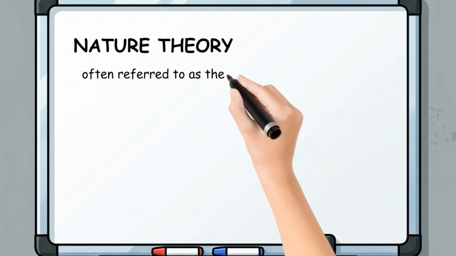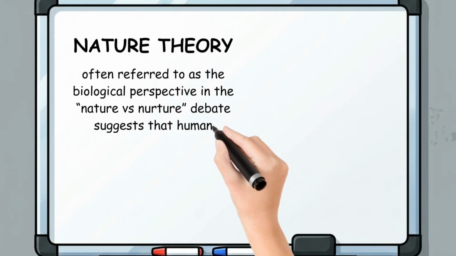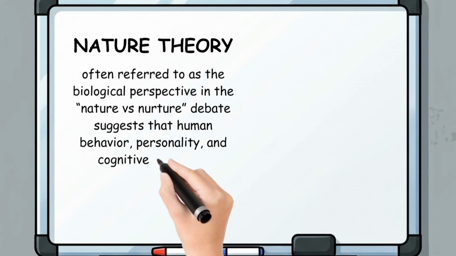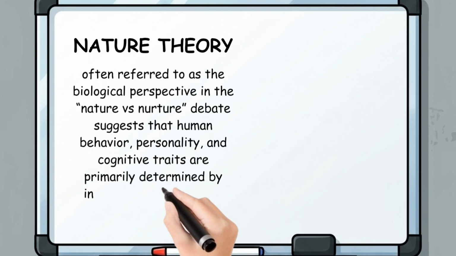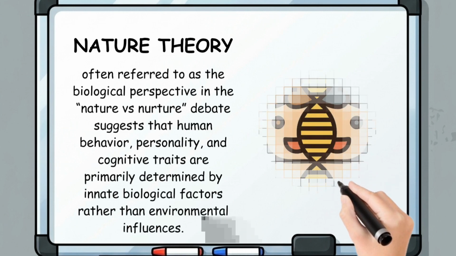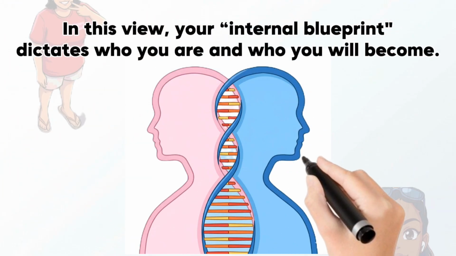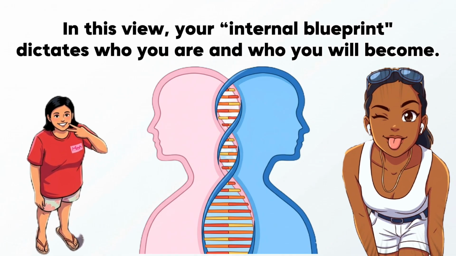Nature theory, often referred to as the biological perspective in the nature versus nurture debate, suggests that human behavior, personality, and cognitive traits are primarily determined by innate biological factors rather than environmental influences. In this view, your internal blueprint dictates who you are and who you will become.